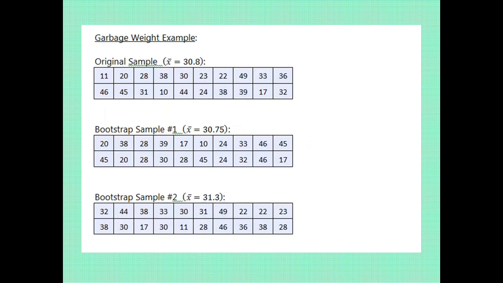Here's the same idea applied to the garbage weight example. We have the original sample first, then a couple of bootstrap samples. The bootstrap samples are going to contain different repeated elements and different left out elements, which is going to cause the sample mean to shift. Notice that you don't get 30.8 every time, which is perfectly fine. That first bootstrap sample, you get something fairly close, 30.75. That's pretty close to 30.8. The second one, you get something that's a little bit bigger. There's certainly nothing wrong with that happening.